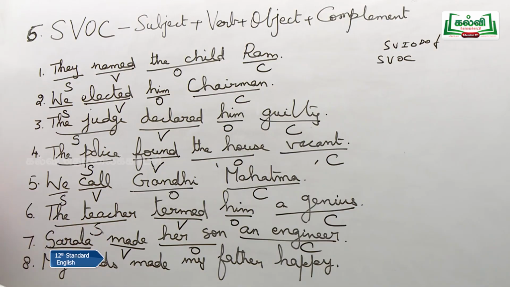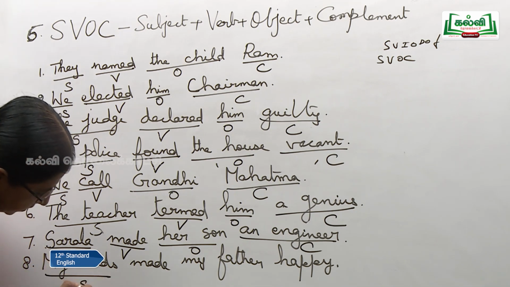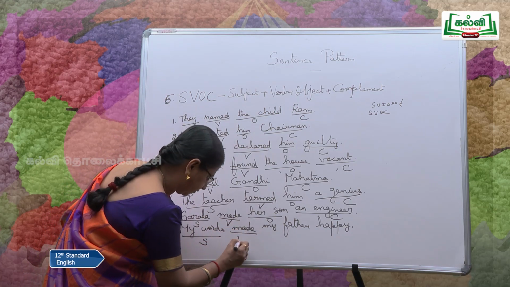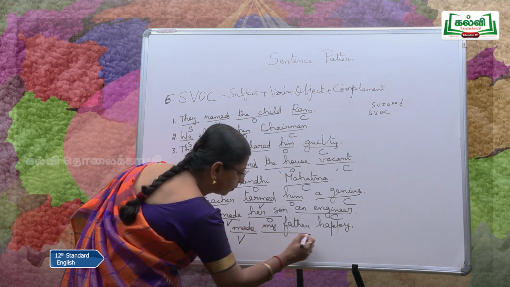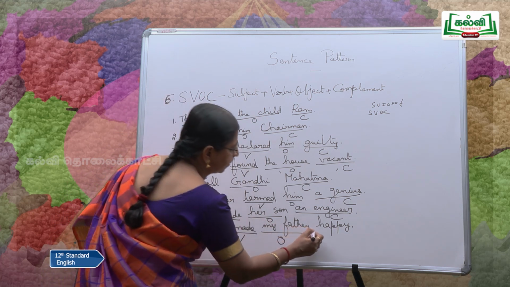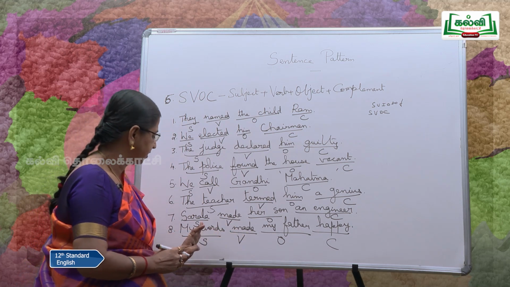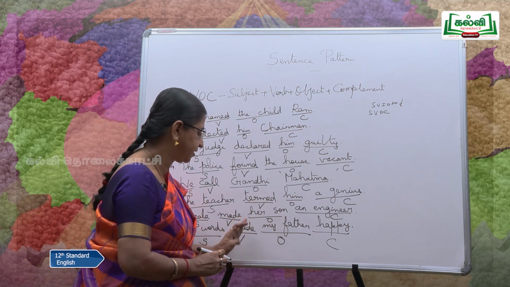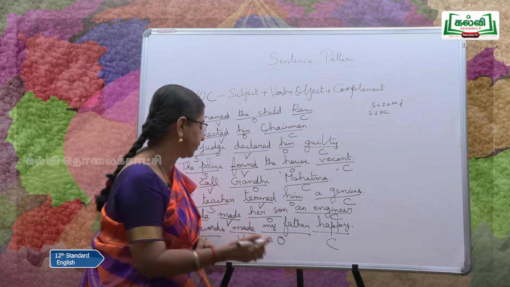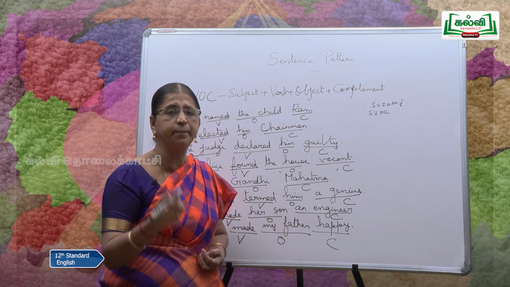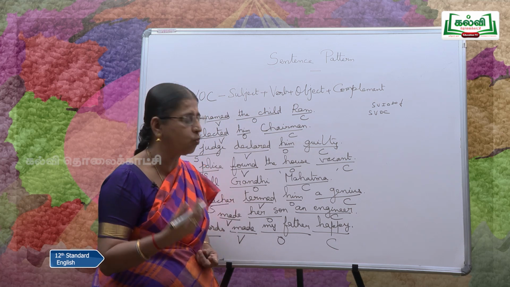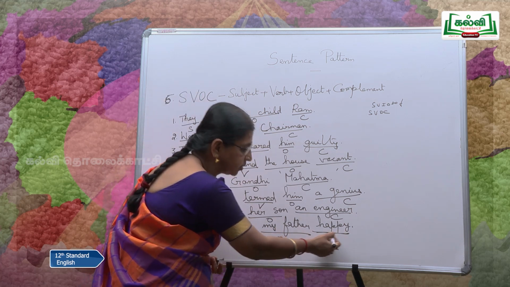My words made my father happy. My words, subject, made, verb. My words made whom? My father, object, happy, complement. My father was made happy by my words. My words made my father. It does not refer to the action of making something. It means my father became happy on hearing my words, and therefore this becomes the complement.